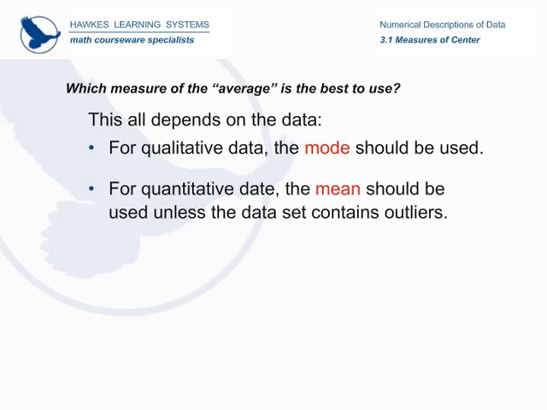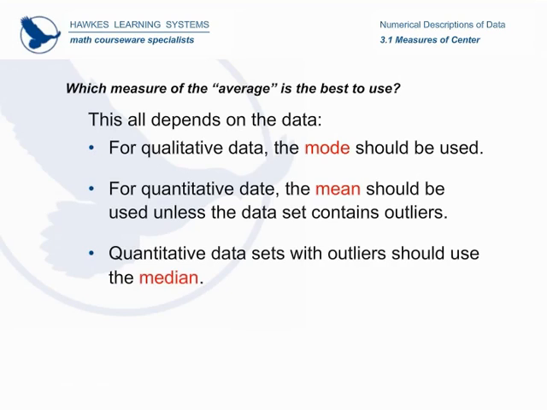And outliers are values that lie far beyond the other data set values. Quantitative data sets with outliers should use the median. So now we have a way to determine which measure of center is the best to use. Qualitative data use the mode, quantitative data use the mean, and quantitative data with outliers should use the median.